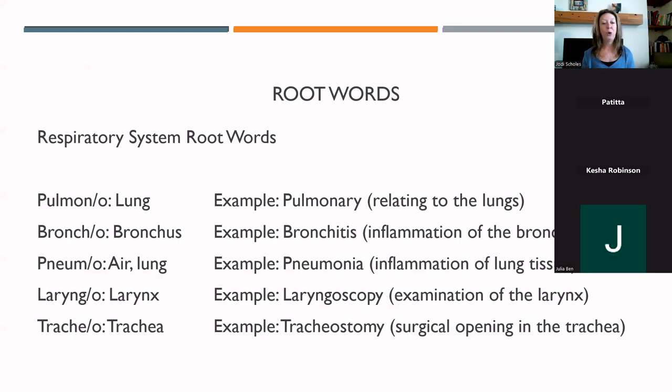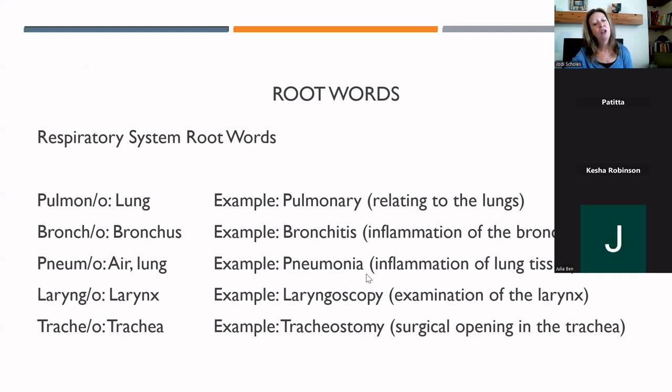All right, respiratory. Reminder, pulmonary relates to the lungs. Pulmono, so pulmonary, CPR. Cardiopulmonary resuscitation. So cardio, heart, pulmonary, lungs. Bronchio. So bronchitis. Where does bronchitis happen? It happens in the bronchioles or the bronchi. So pneumo is the air or lungs, pneumonia.